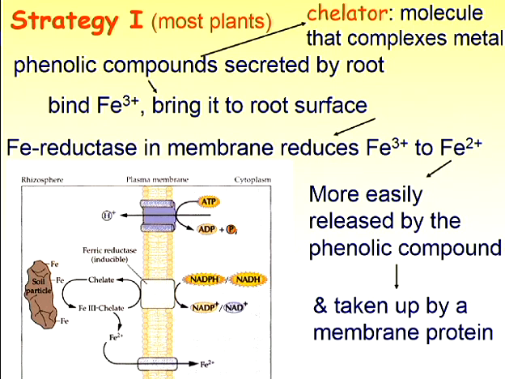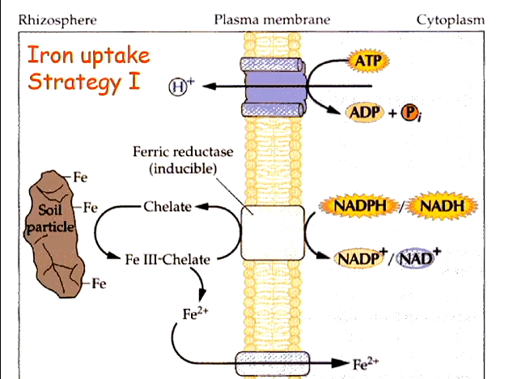And you will see later, this is what's called a symporter, and we'll see later in this module what a symporter is. So this is a blow up of strategy 1. So this is what most plants use to acquire iron.